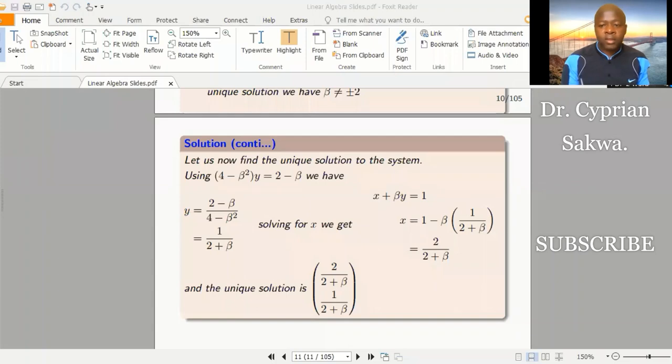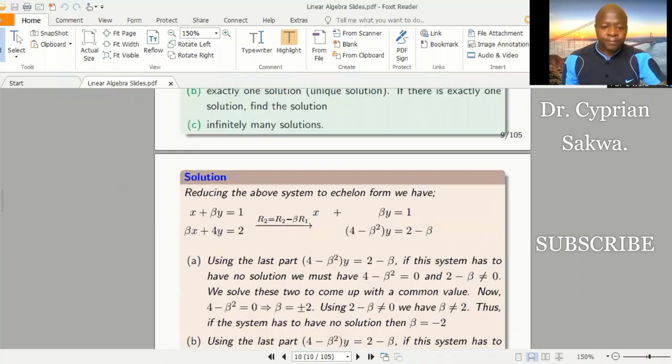Let's go to part C. What was part C? Part C wanted us to find beta so that the system has infinitely many solutions. So we go back to our echelon form and look at the last row. For this system to have infinitely many solutions, look at this last row. This part is supposed to be equal to zero.